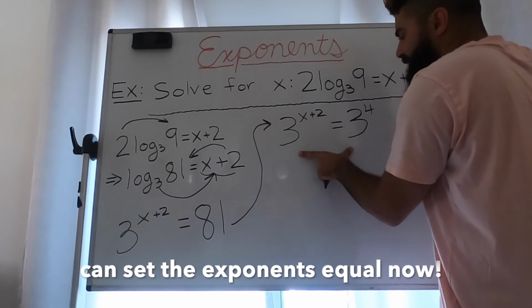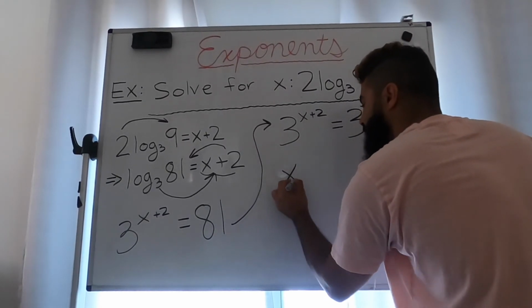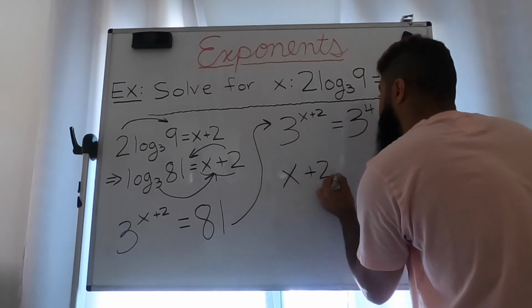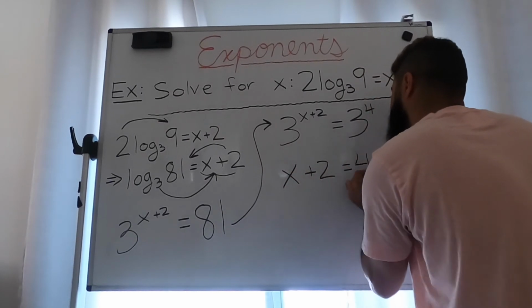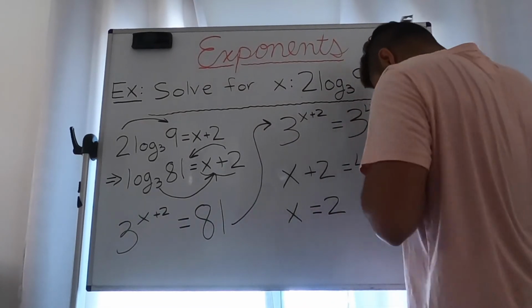Anytime you have the bases that are the same, you can set the exponents equal to one another. So we get x plus 2 is equal to 4. And that means x is equal to 2.